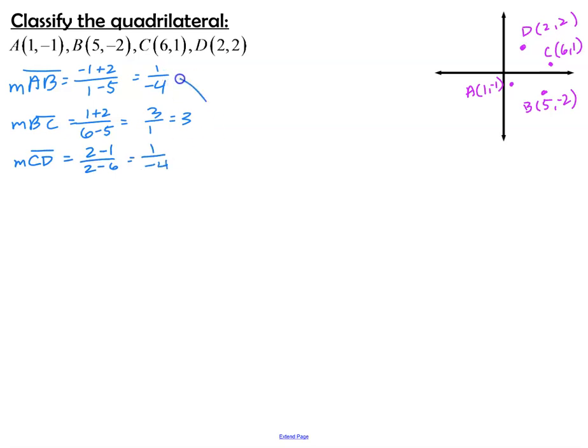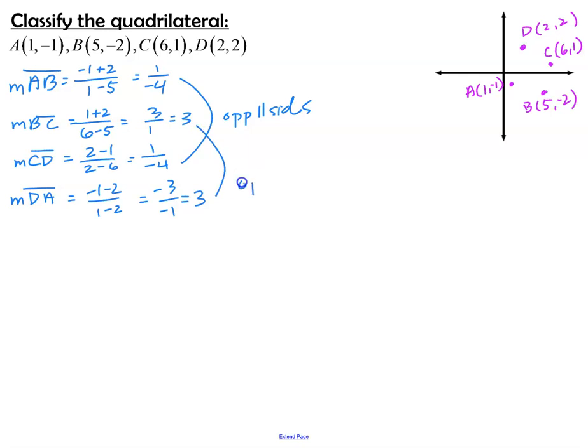So already we have 1 pair of opposite parallel sides. And then the last side, we have the slope of DA, which is going to be -1 minus 2 over 1 minus 2, which gives us -3 over -1, which is actually a +3. Remember that? So now we have another pair of opposite parallel sides. So that means we definitely have ourselves a parallelogram.